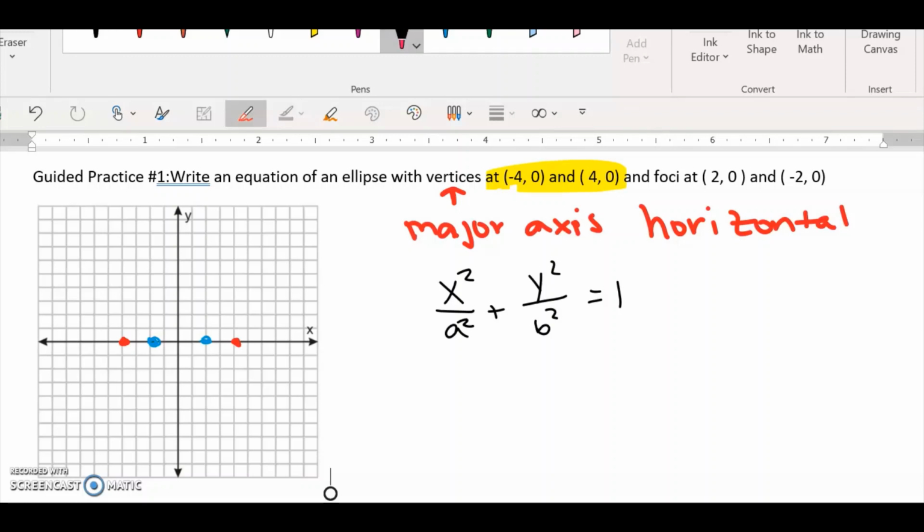So I'm not exactly sure what my ellipse will look like, how high it'll go, because I don't know what the co-vertices are. So I'm just randomly drawing this in. I'm not really sure. I need some more points here. So we're really just asked to write an equation. So we know what A is. A is the distance to the vertices.